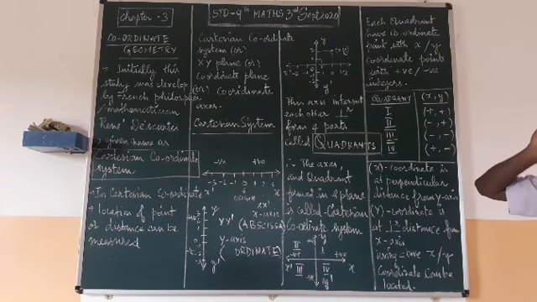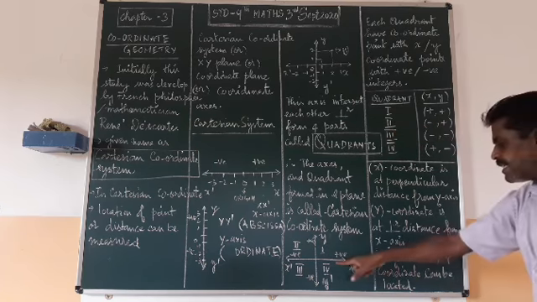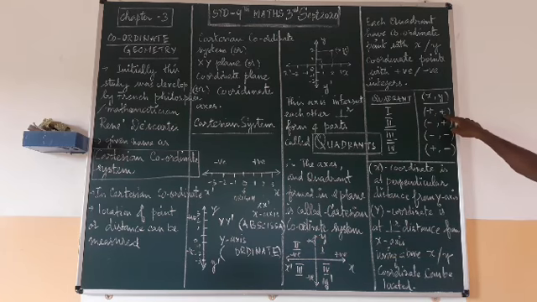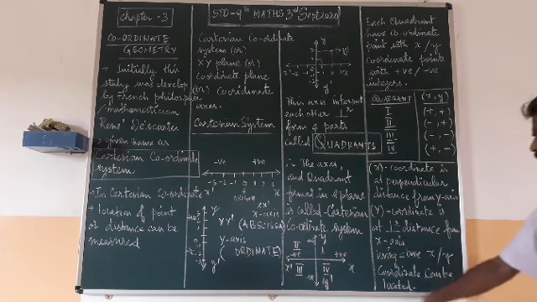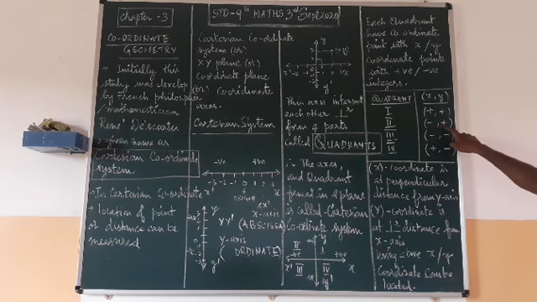So what will be the integer in the first quadrant? What will be in the second quadrant? What will be in the third quadrant? Let us see. First quadrant, x axis positive, y axis positive, so positive integers will be there. And second quadrant, x axis negative, y axis positive, so negative positive will be there.